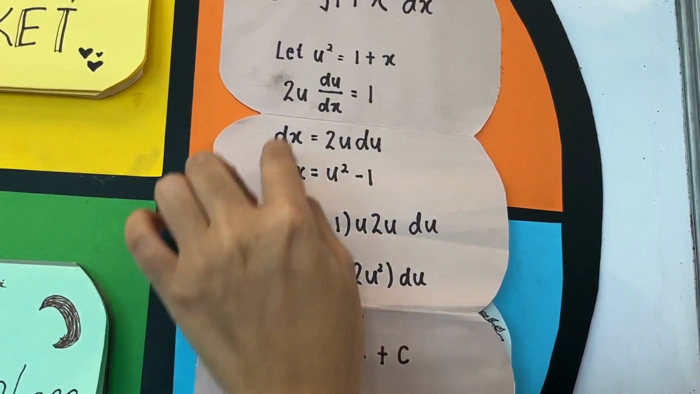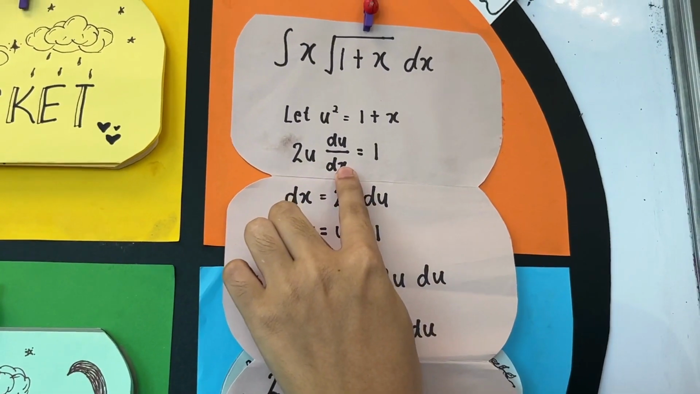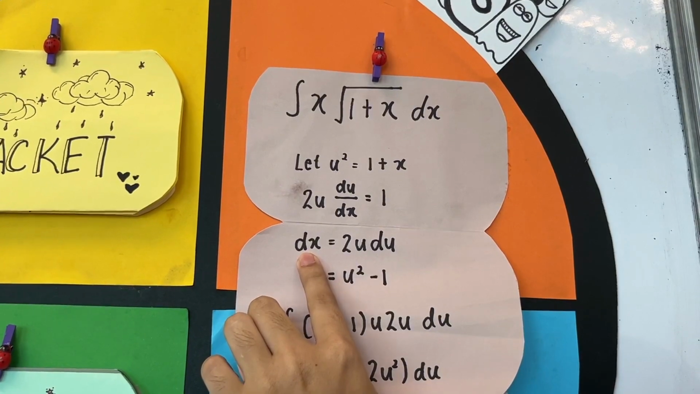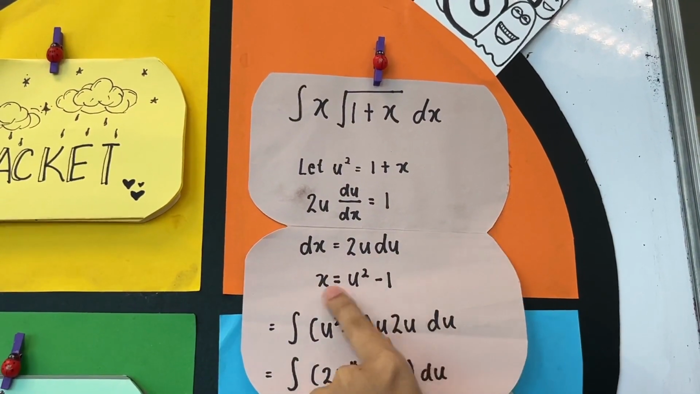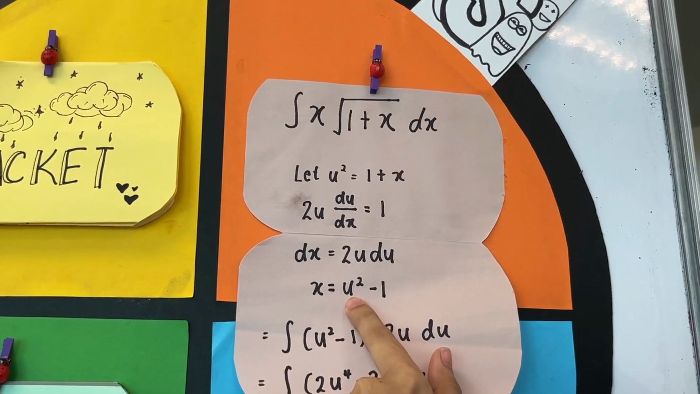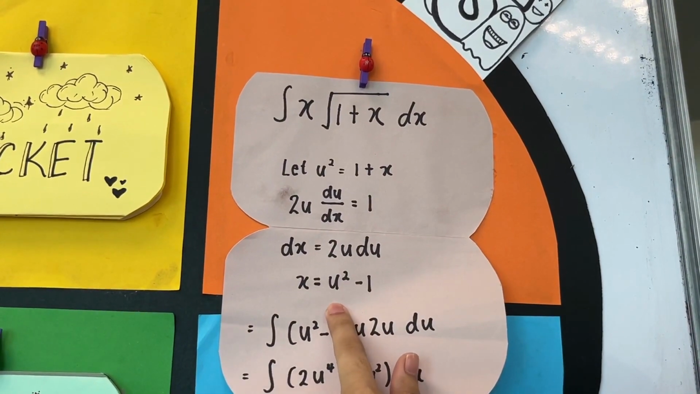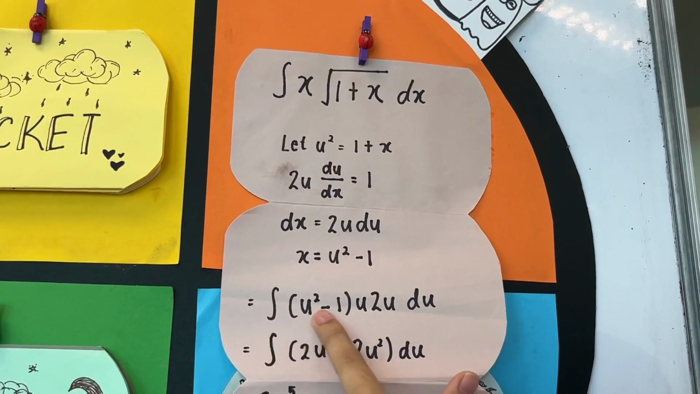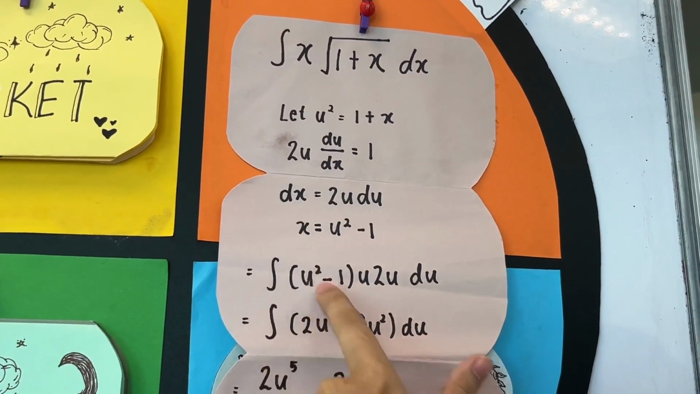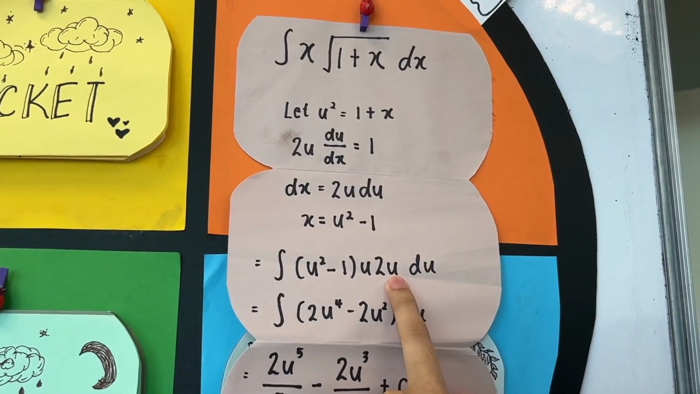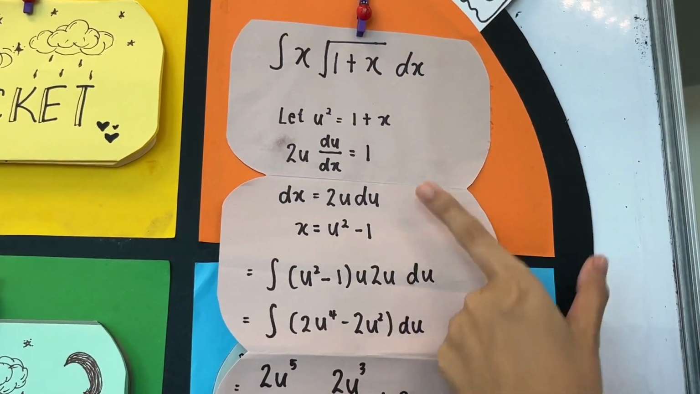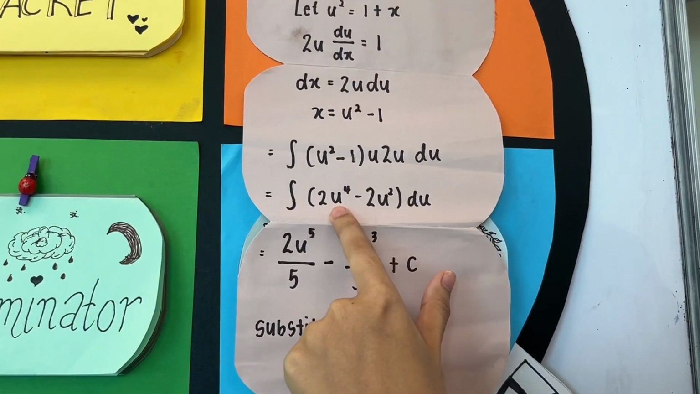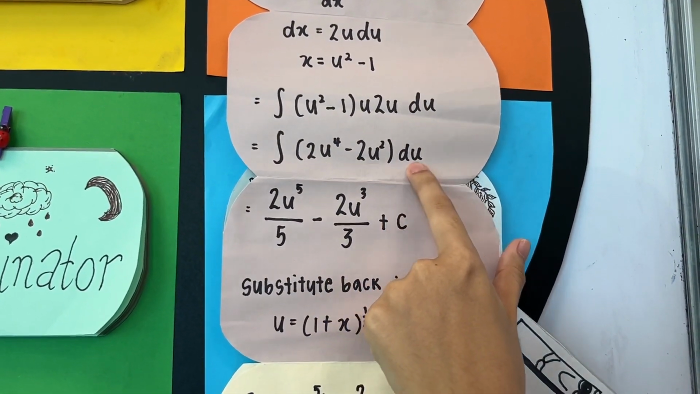So as we can see here, we will move u and du over here to make it single so we can substitute it back to here. And then x, we need to make it u squared minus 1 to substitute in here to make it easy for us to integrate. We substitute u squared minus 1, and then we integrate here, and it will be 2u to the power of 4 minus 2u squared du.